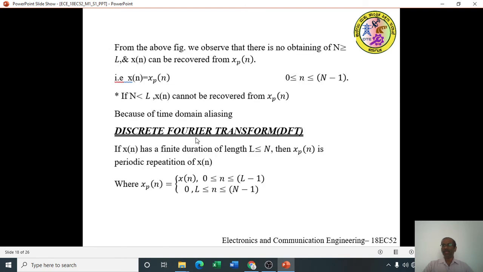Whatever derivation we did is an example of the discrete Fourier transform only. We'll put it in a proper form. Let us take x of n, which is a finite duration sequence of length L, which is always less than or equal to the n I have chosen. So its periodic representation xp of n contains the values of x of n from 0 to L minus 1. Afterwards, it will have some zeros.